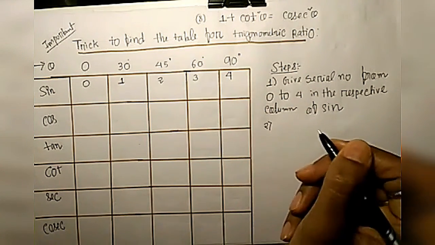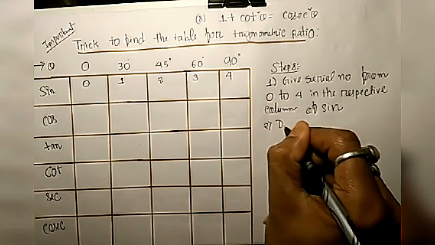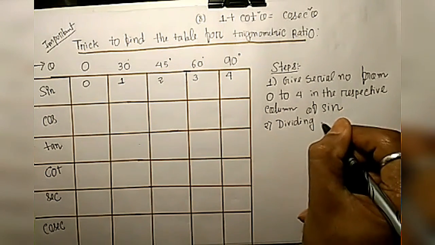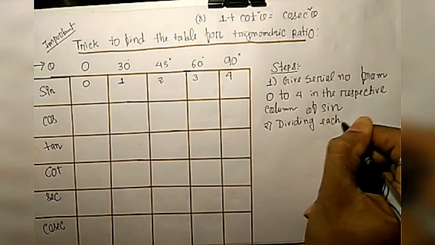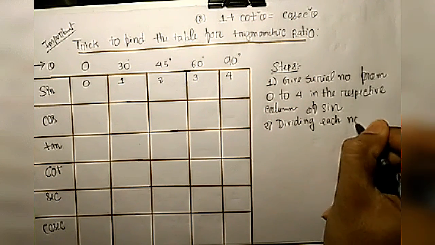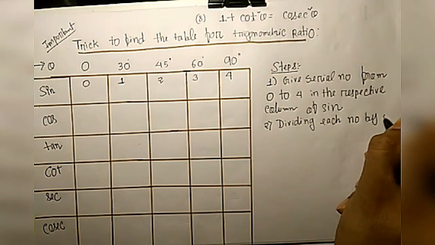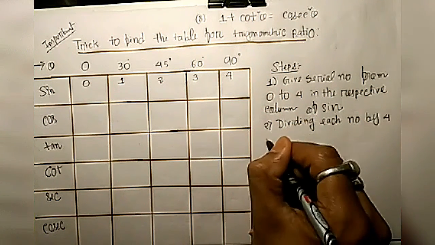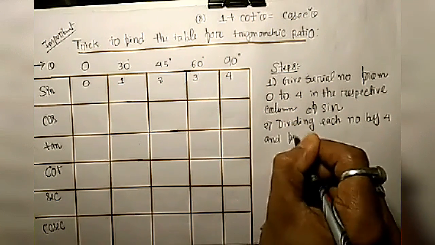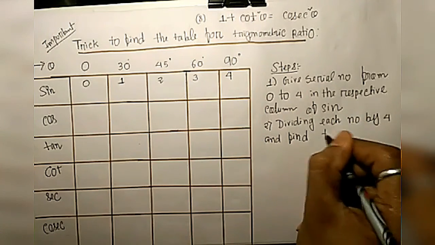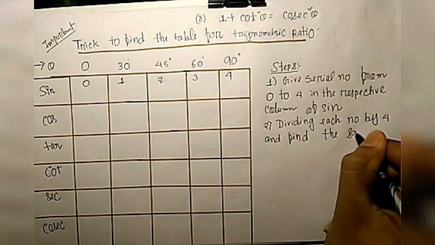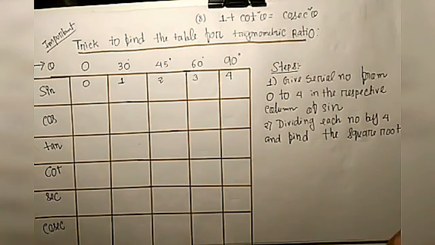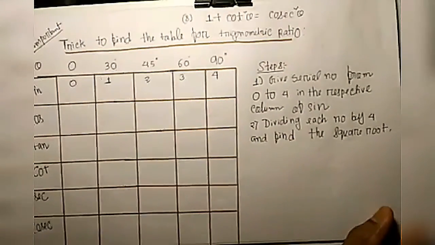Next, step number 2: dividing each number by 4 and find the square root of each. We have already given the serial numbers from 0 to 4. Now divide each number by 4 and find the square root.